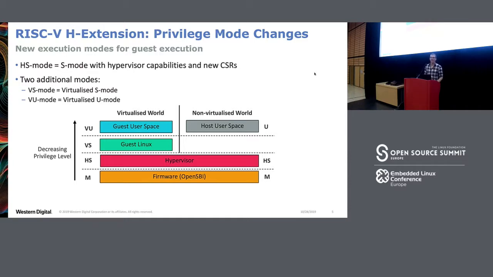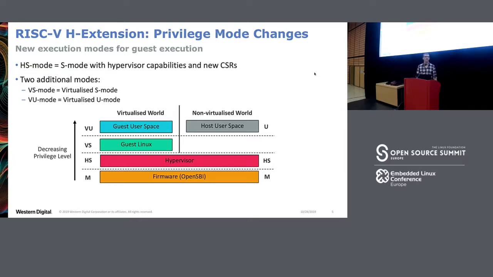Now, the actual details. In the RISC-V world, we have these privilege modes. Normally we have just M, S, and U. This is your firmware, your operating system, and your user. That's kind of like EL3, EL1 and EL0 in the ARM world.